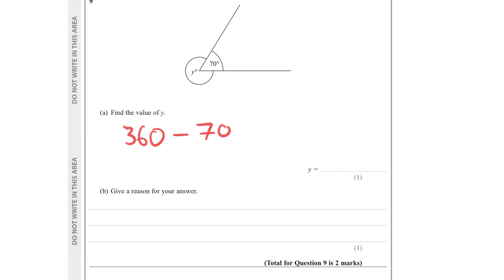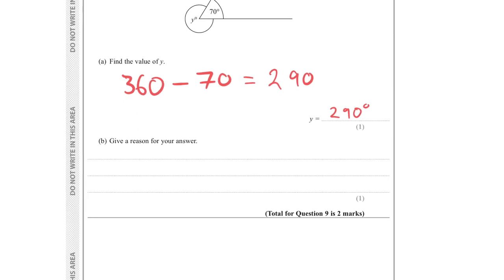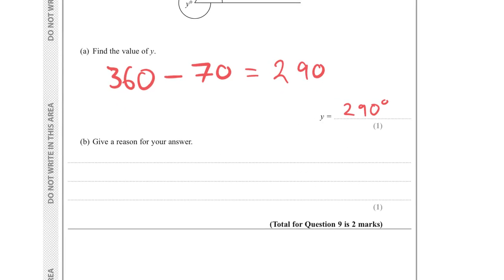That will give us our answer. It's quite a big angle, so we're going to get 290 degrees. When it says give a reason for your answer, all you need to say is angles. Now you want to say around a point really. Probably not best to put around in a circle. I'd go for around a point.